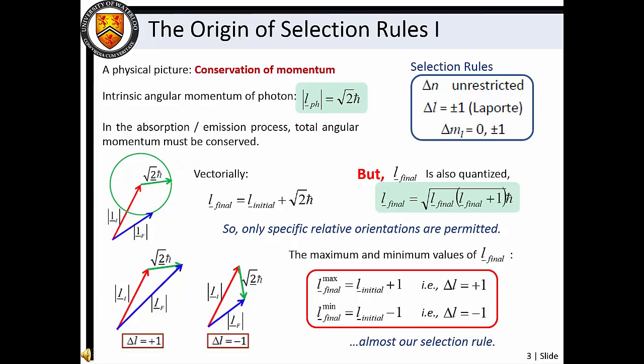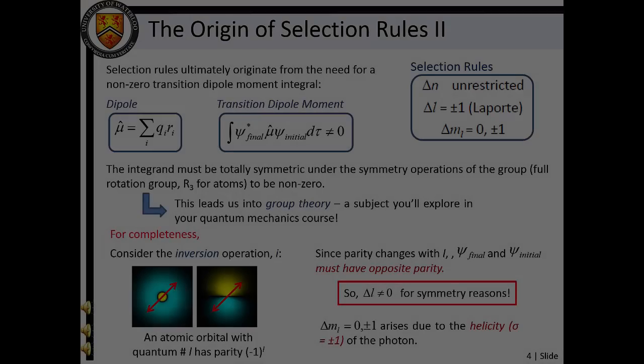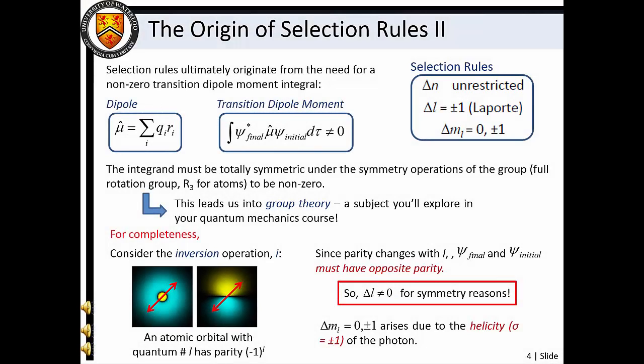Thus, we see that only very specific relative orientations of the three angular momenta are permitted owing to quantization, and that the orbital angular momentum of the final state must be that of the initial quantum state plus or minus 1 unit of angular momentum provided by the photon. Ultimately, selection rules originate from the need for a non-zero transition dipole moment. There must be a non-zero dipole moment during transitions because this provides the electric field in the atom or molecule with which the photon's electric field can interact.